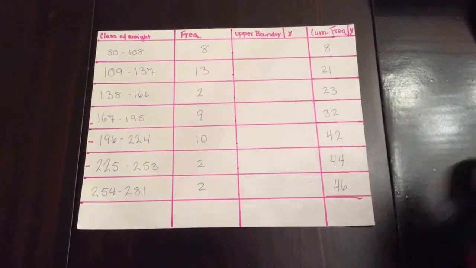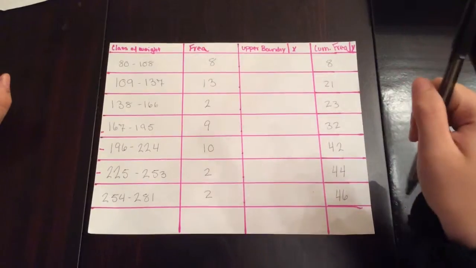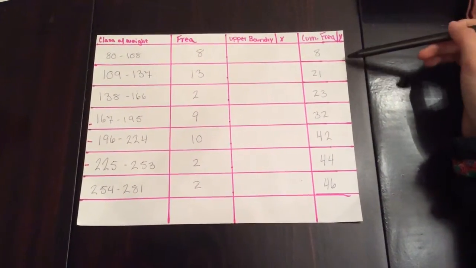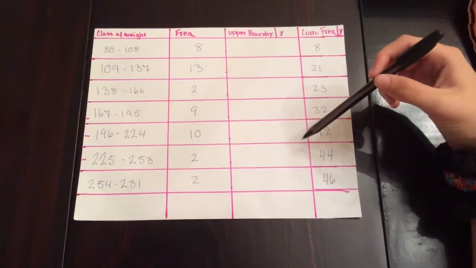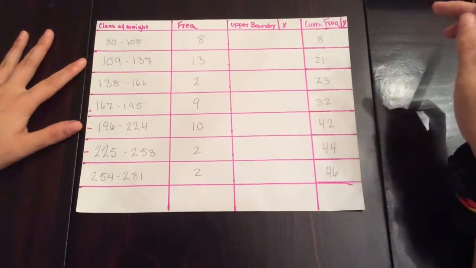Hello, and today we're going to be learning how to make an ogive frequency chart. You're going to start out with your class of weight, your frequency, your cumulative frequency, which all came from your frequency distribution table. So all you have to figure out is your upper boundary.